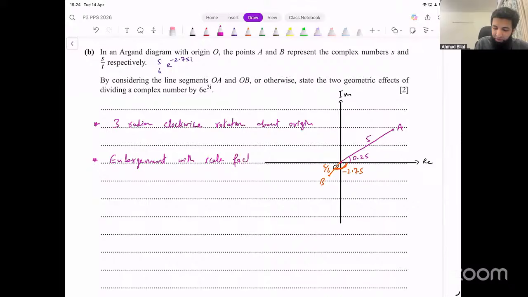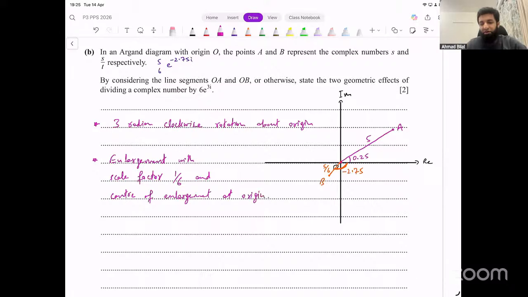Now, since it's getting closer to the origin, or the length of this line is becoming smaller. It was OA earlier. Now it is becoming OB. The scale factor is going to be less than 1. So the scale factor in this case is 1 over 6. We are dividing by 6, so that's 1 over 6. And the center of enlargement, that is going to be at the origin. The center of enlargement at origin.